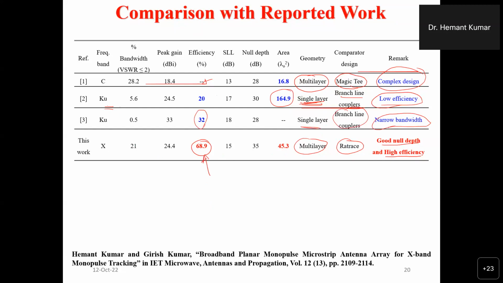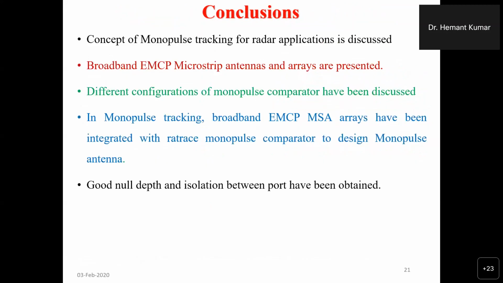So this is all about the monopulse antenna. Let me conclude my presentation. Starting from the concept of monopulse tracking for radar applications, we discussed the broadband EMCP microstrip antenna arrays, and then we discussed the different configurations of monopulse comparators, which were integrated. So we integrated these two to form a monopulse antenna, and we discussed the null depth, and we have seen very good null depth and isolation between the ports obtained from our design, along with a good efficiency. So this is all about my presentation.